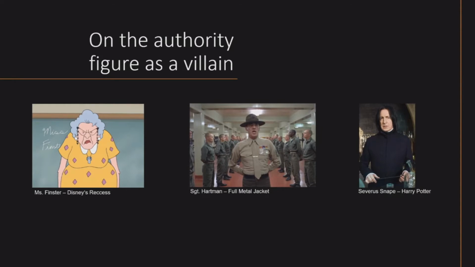Same goes for Gunnery Sergeant Hartman from Full Metal Jacket. He is a drill instructor, and he has to be rough and he has to be evil, but he's probably doing his job a bit too well at the end of Full Metal Jacket. And the same goes for Severus Snape. As you can see, all these villains are just fairly orderly. They are doing their job, and they just tend to be no-nonsense type of characters.